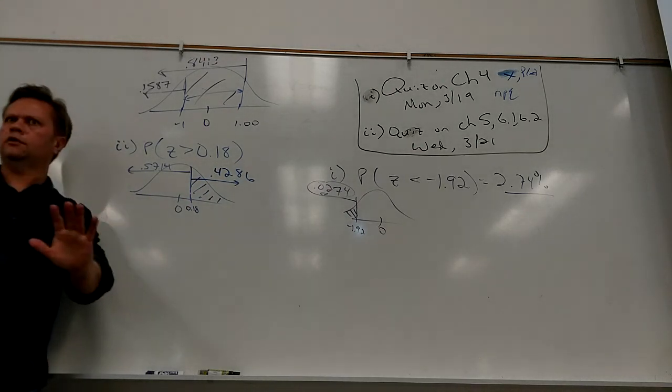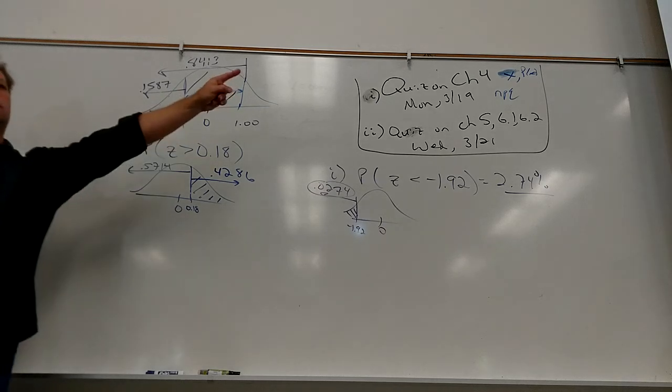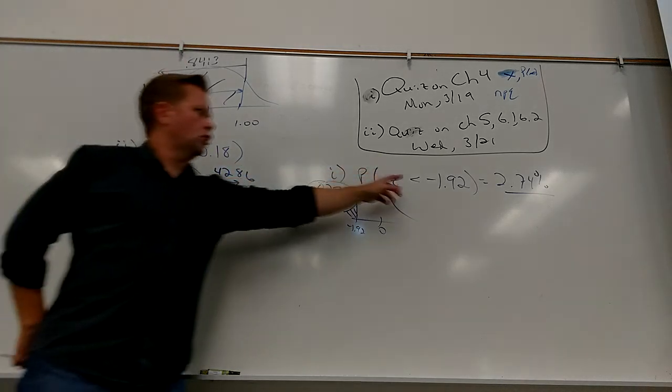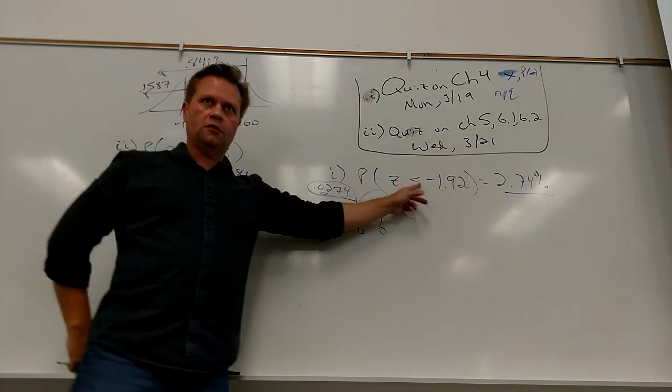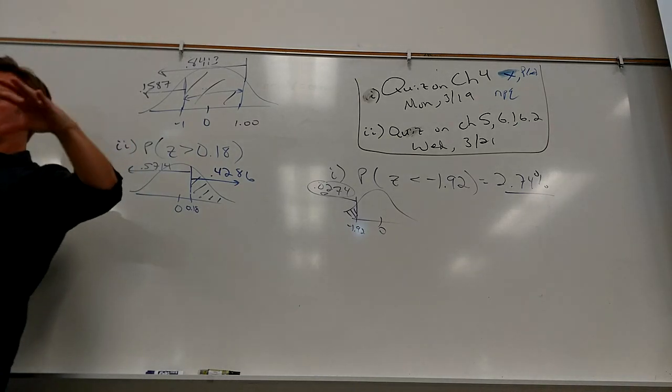All right, let me stop there for a second. How do you guys feel about that? Since the chart always tells me areas below z-scores, the questions that have a less than will be easy. The questions that have a greater than or between, I've got to do a little bit of work on.